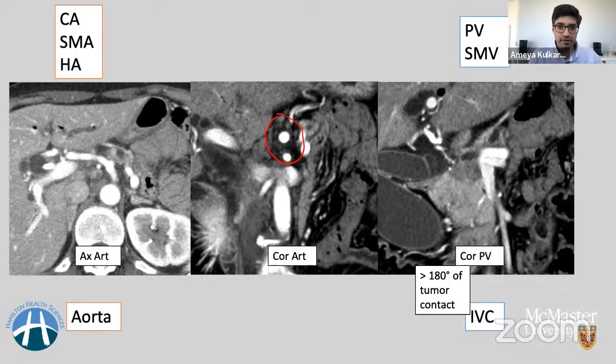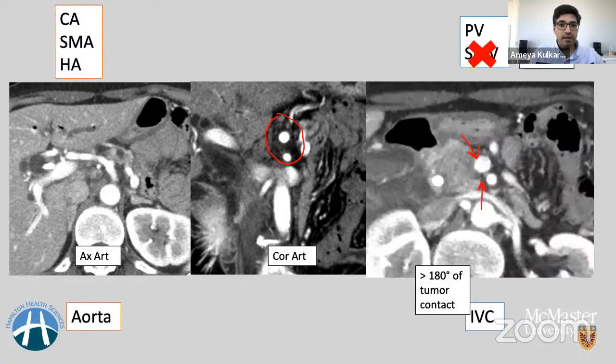But in this one coronal slice, you can definitely see that there is tumor which is in contact with the right lateral border of the SMV. So there is less than 180-degree tumor contact with the SMV. So there is abutment of the SMV, as we discussed by definition. So this case is nothing but resectable. If there was encasement here, that would have changed the category, but this was abutment.